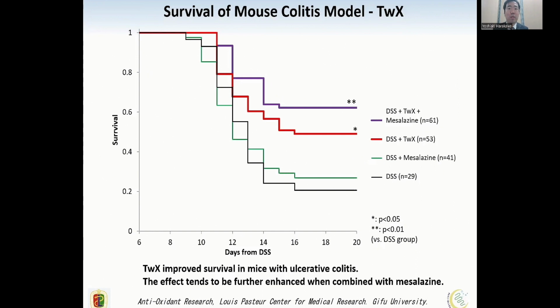Furthermore, by administering both 20X and mesalazine, the survival rate was further increased with significant difference. This suggests that not only did the administration of 20X improve the survival rate, but that the combination of the drugs may have caused a synergistic effect.